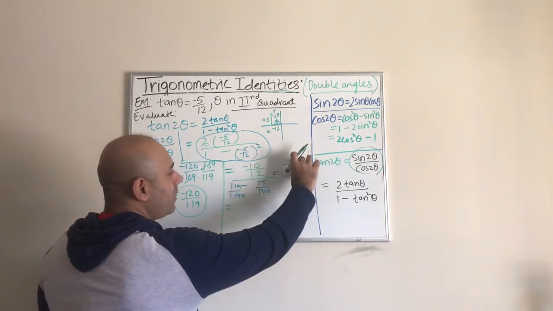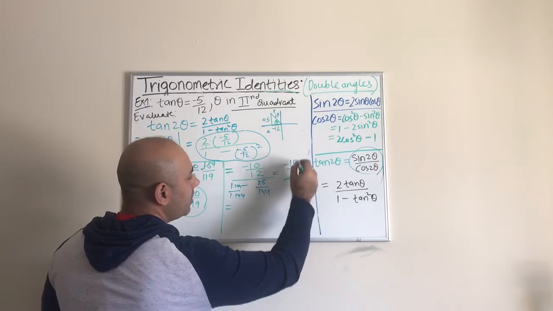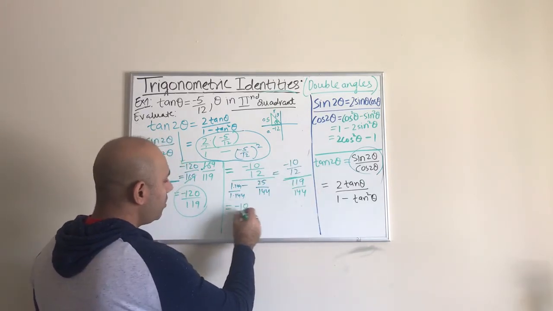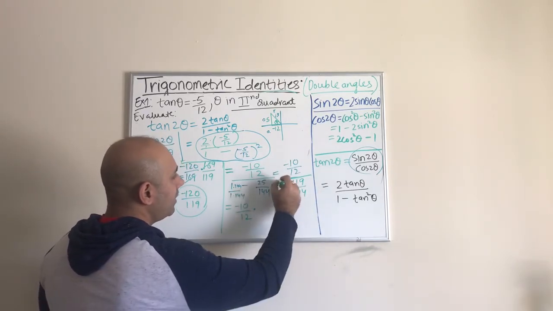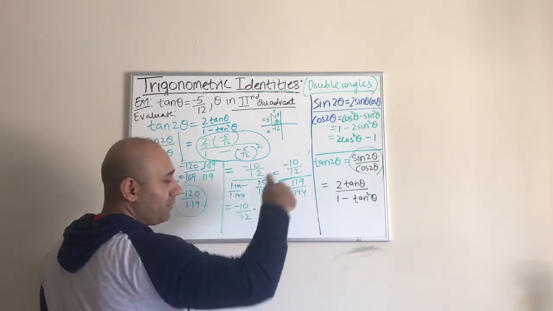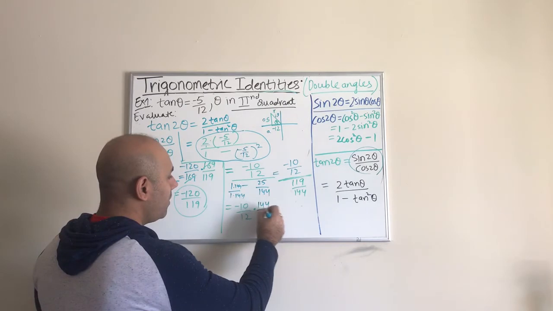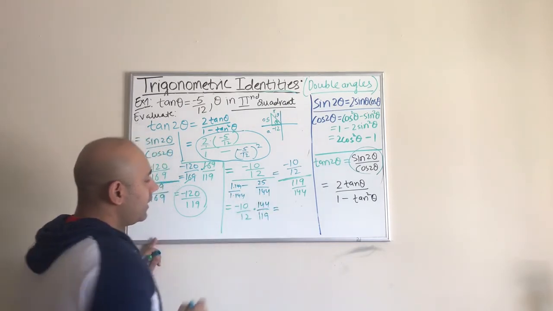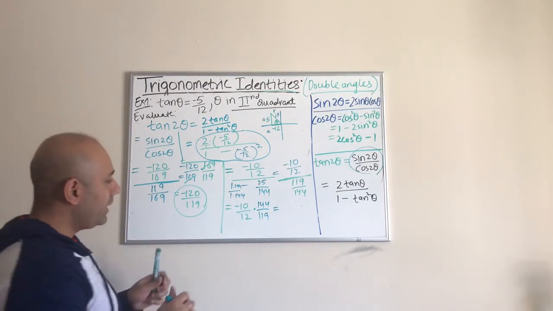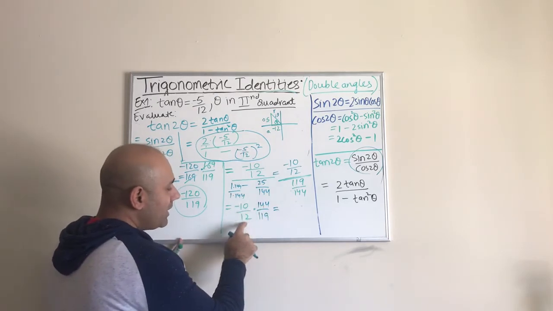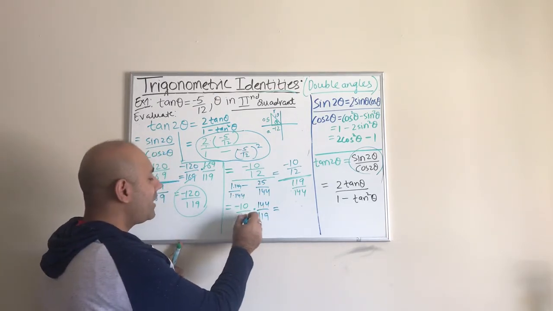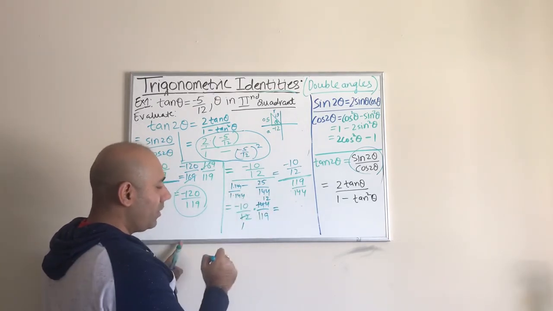Again, we have a ratio divided by another ratio. We know what to do with this. We change this to a multiplication, so this kind of flips. We get negative 10 over 12 times 144 over 119, right? Guys, let us see if we can simplify anything. This 144 is completely divisible by 12. In fact, 12 times 12 is 144.